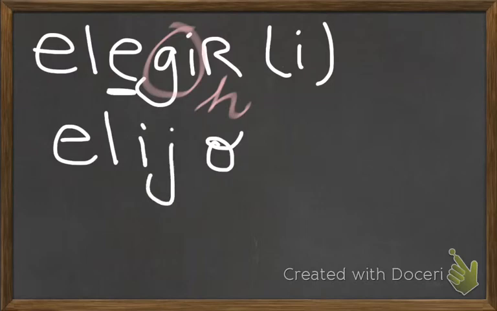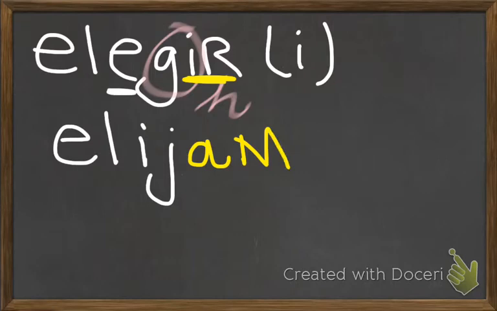It has a jota. And since we form our command from this verb, when we drop the O from the form of the yo, then we're going to add your ending. So it's opposite vowel, IR verb, we're going to add an A. So elija usted, elijan ustedes, elijamos nosotros.